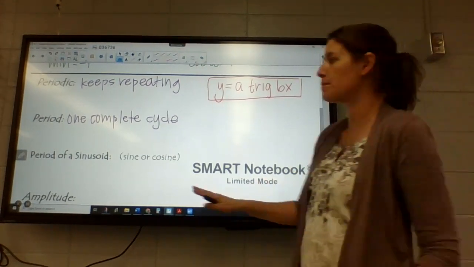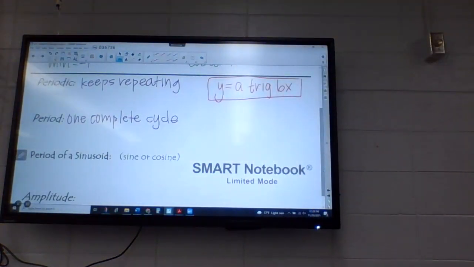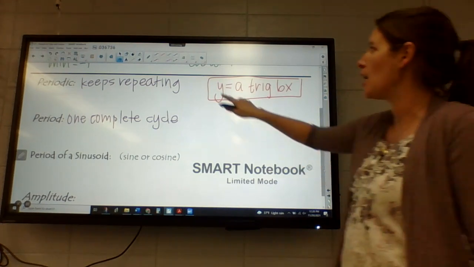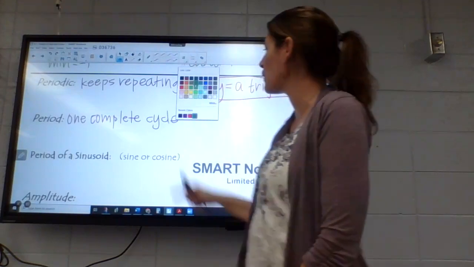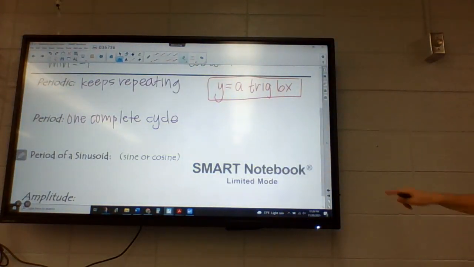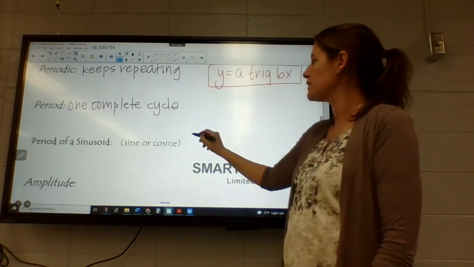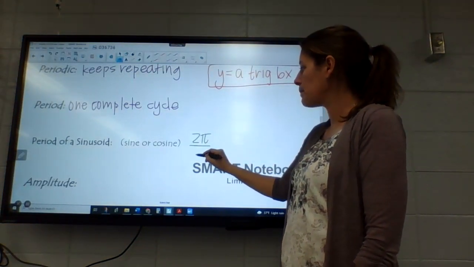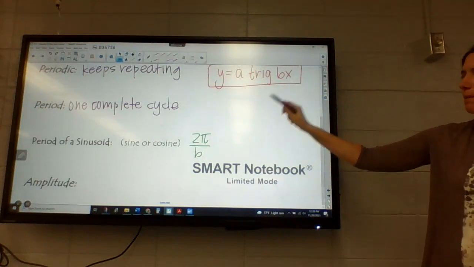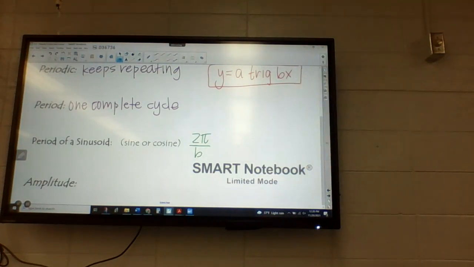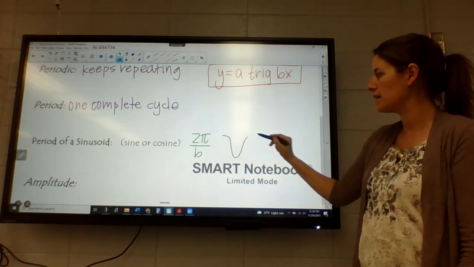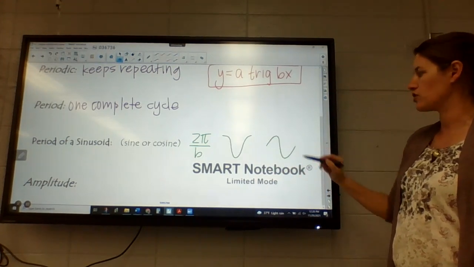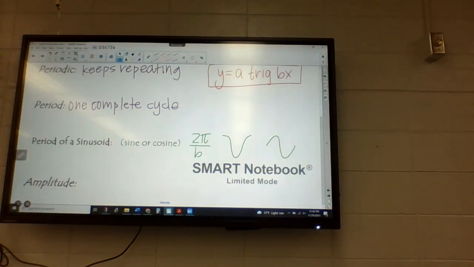Now this sounds really fancy. The period of a sinusoid, which basically means something that looks like a sine function, either sine or cosine, is a really fancy word, just to make it sound complicated. The period of that function is always going to be 2 pi divided by b. The b we're talking about is the b in this function here. Again, that's how long it takes to get back to the start again in either situation. That would be a full period.